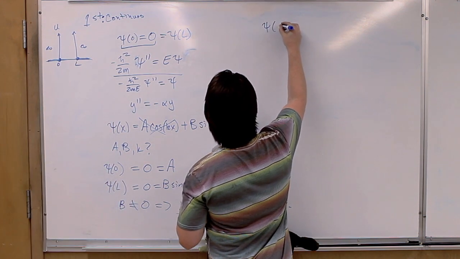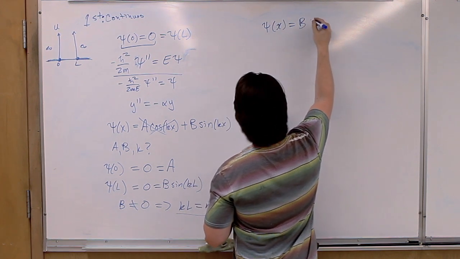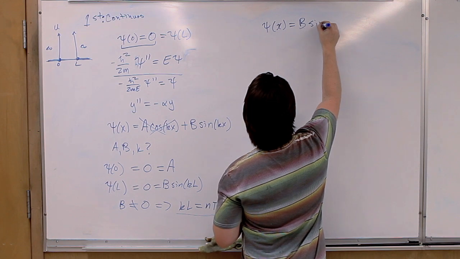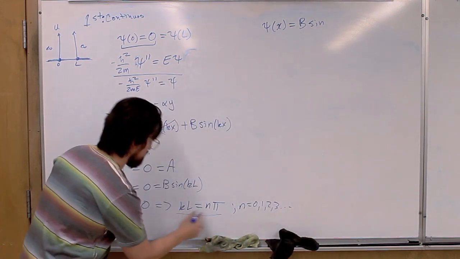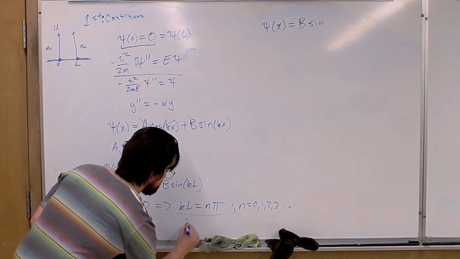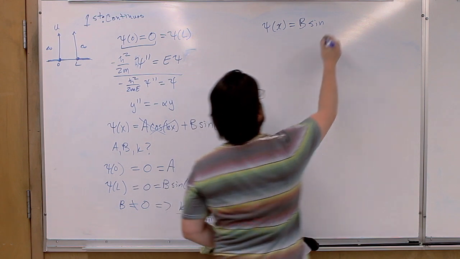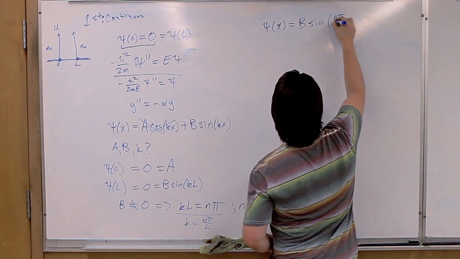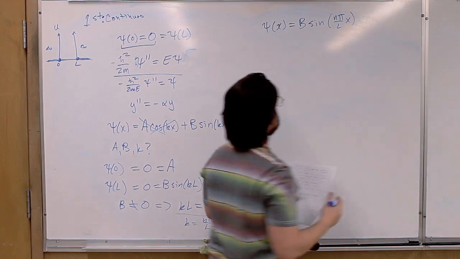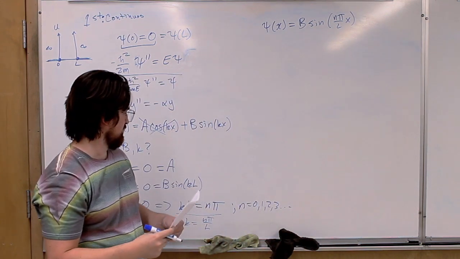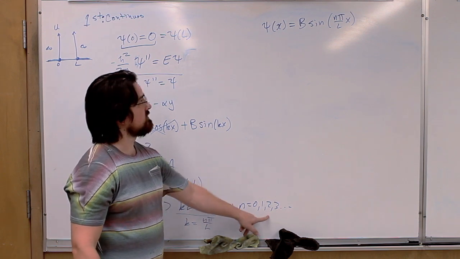That psi, function of x, looks like b times sine of, well, I want to replace k, so k is equal to n pi over L, n pi over L times x. So we still don't know what b is, and right now, n could be any positive integer.